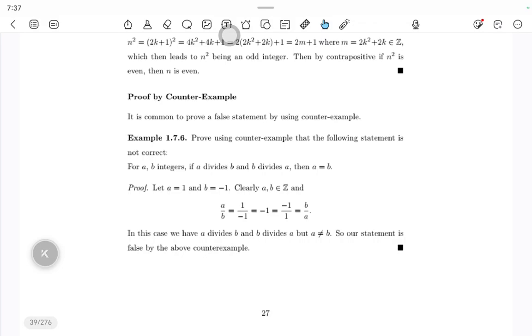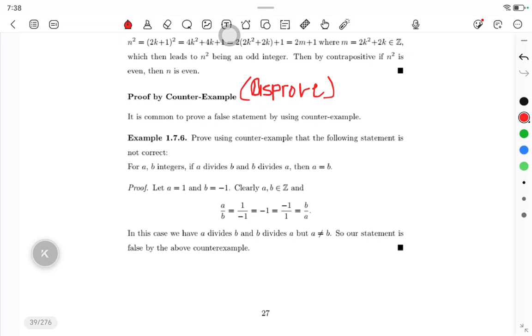Yeah, let's look at this. They say on proof by a counterexample that it is common to prove a false statement by using a counterexample. So what we should know here is that this is for disproving. If you want to disprove, or if you want to prove that something is false, you use a counterexample.